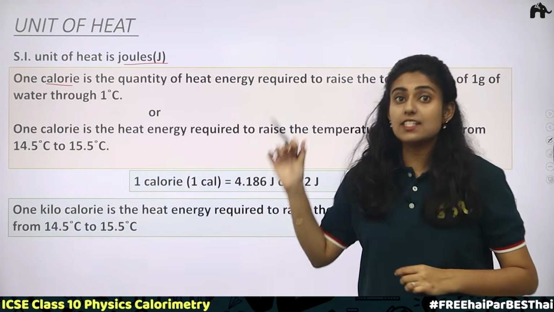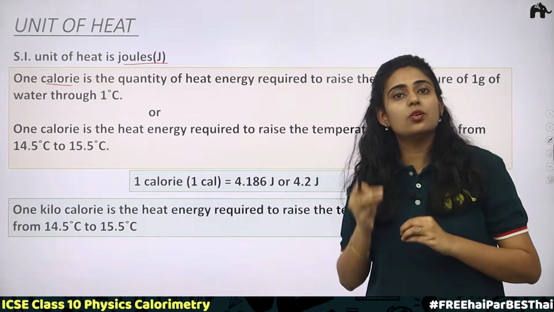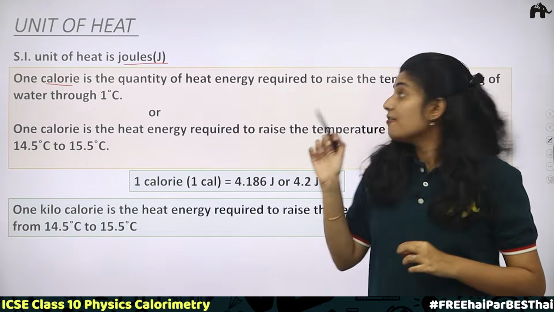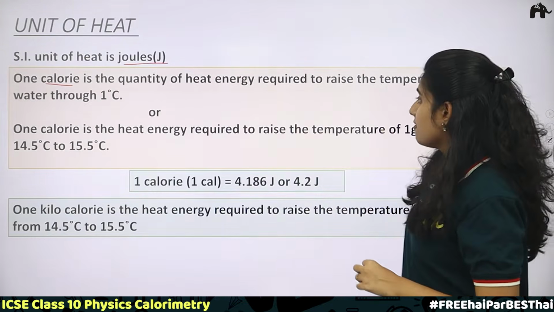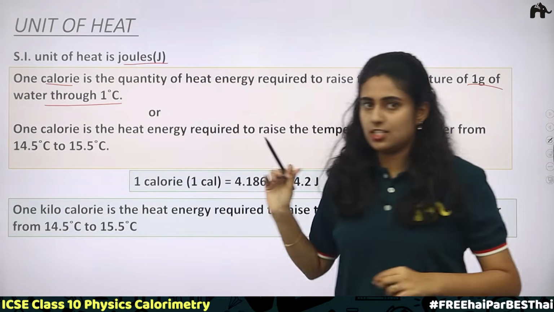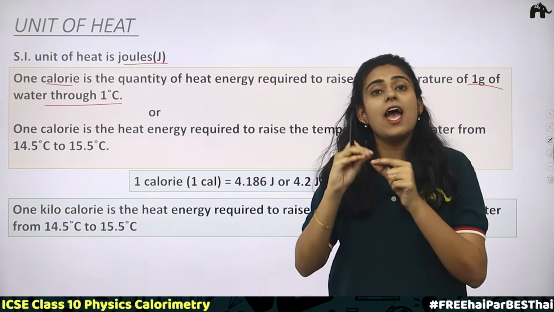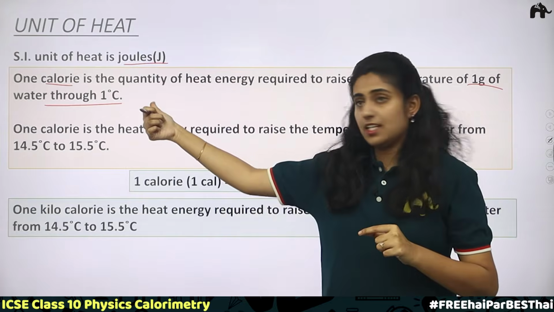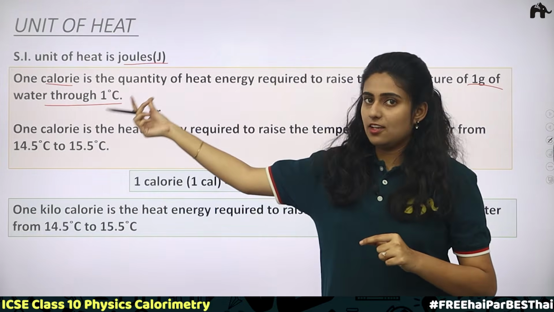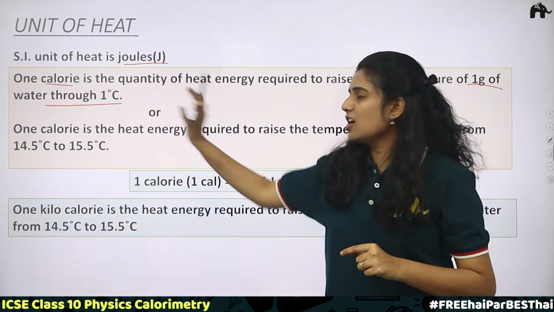Okay, 1 calorie is the quantity of heat that is required to raise the temperature of 1 gram of water through 1 degree Celsius. If you take 1 gram of water and change the temperature through 1 degree Celsius, you get 1 calorie of heat. Clear? So this is not a precise definition.